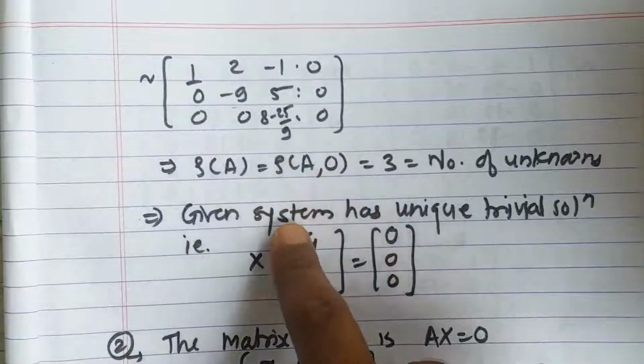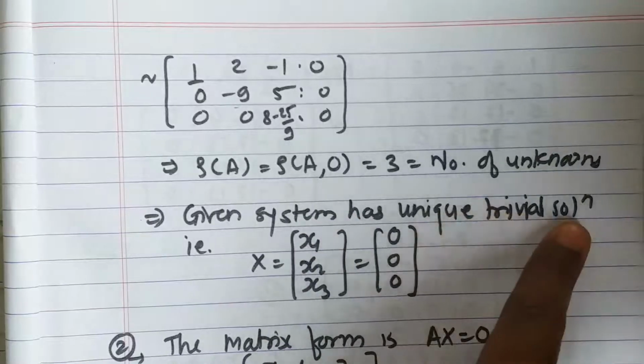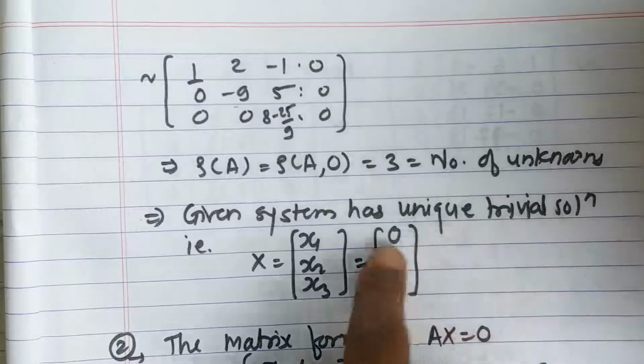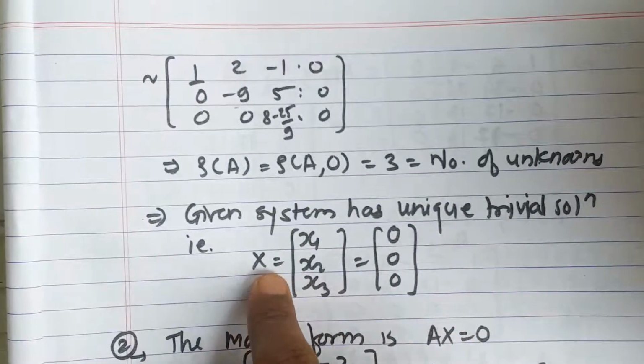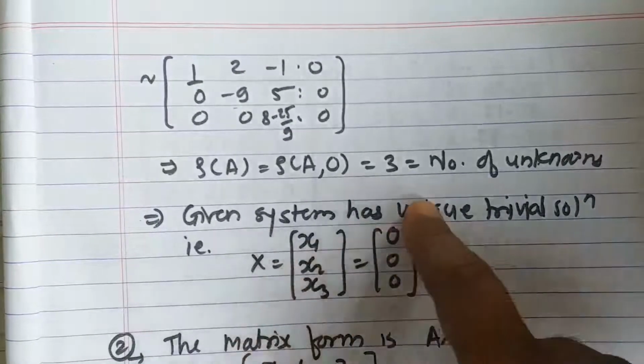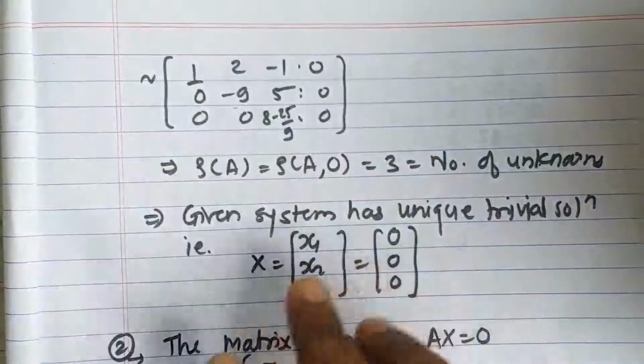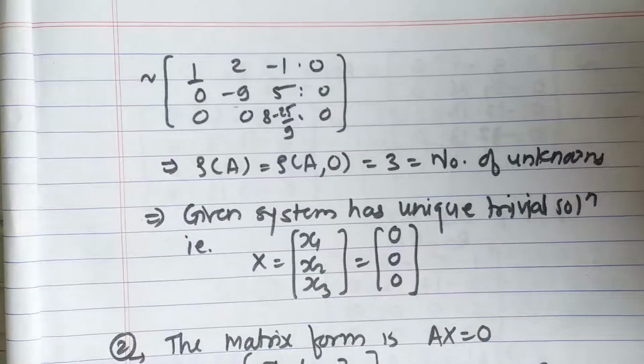And in the case of a homogeneous system, whenever we have a unique solution, that unique solution is a trivial solution. Trivial solution means zero solution. So the values of the unknowns x1, x2, x3 will be 0, 0, 0. Directly you can write x as 0, 0, 0. So whenever you get the rank equal to the number of unknowns, directly write the solution as the trivial solution. That is the unique trivial solution.